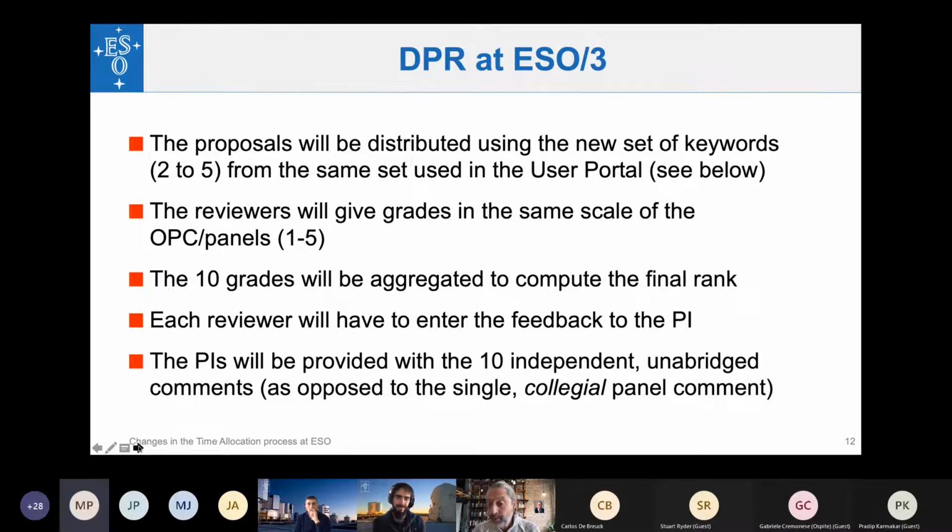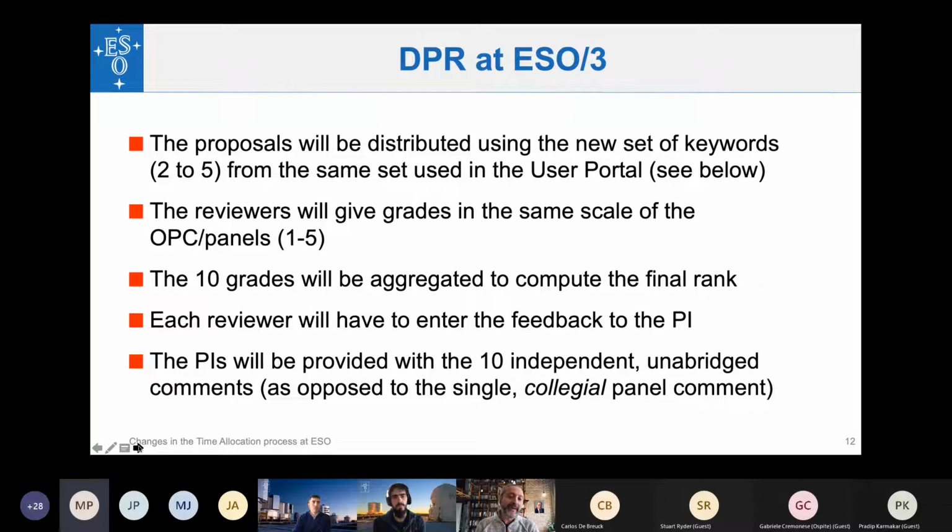unedited comments as opposed to the single collegial panel comment that we are used to. So when you get your reviews, you will be given a full spectrum of the opinions which were in the panel, which will allow you to understand whether there was consensus. And the lack of consensus may mean that your proposal was not very well written, as Carlos said, and this applies to all proposals.